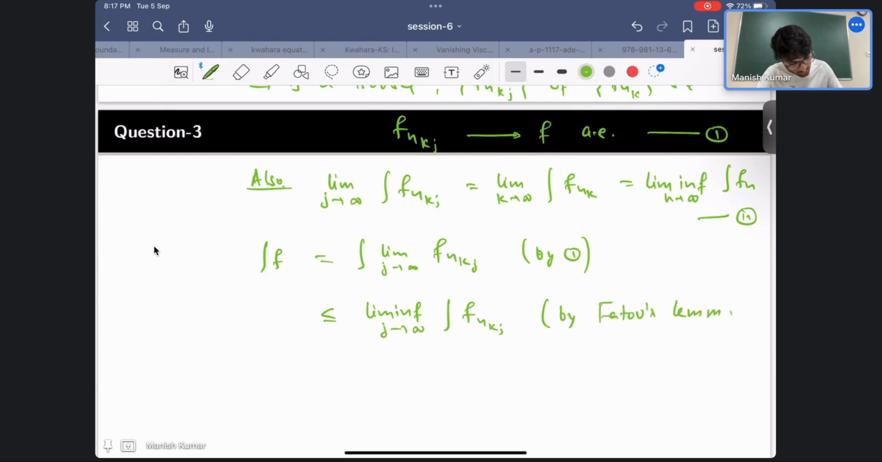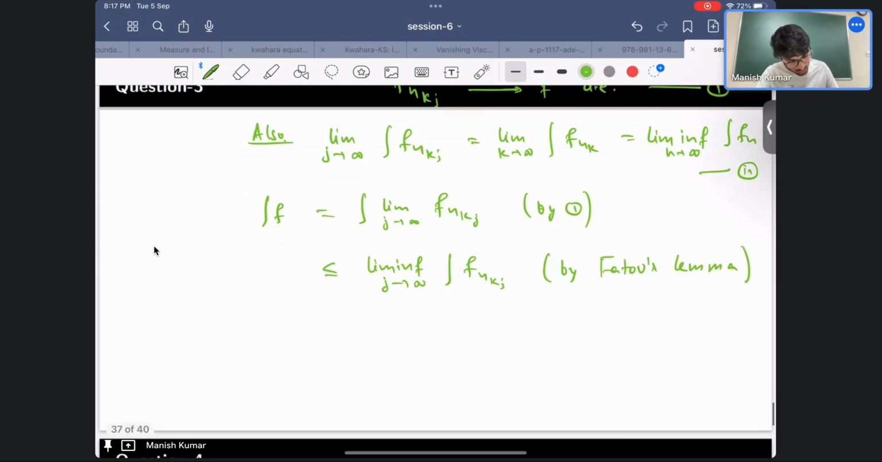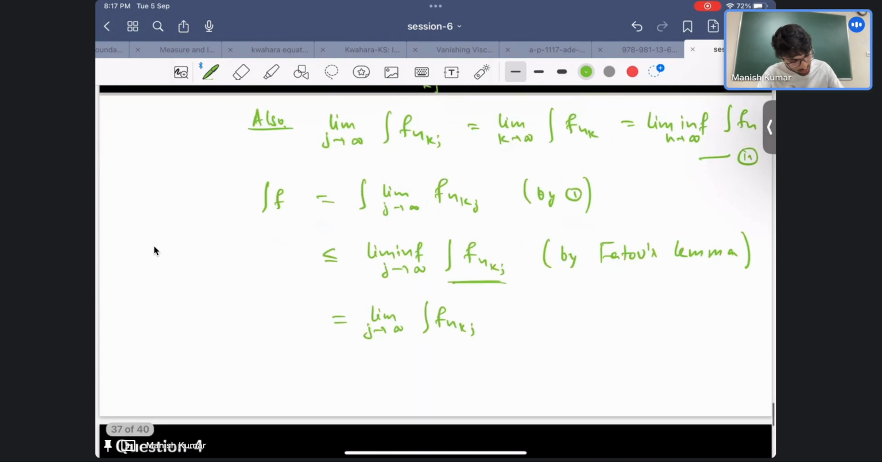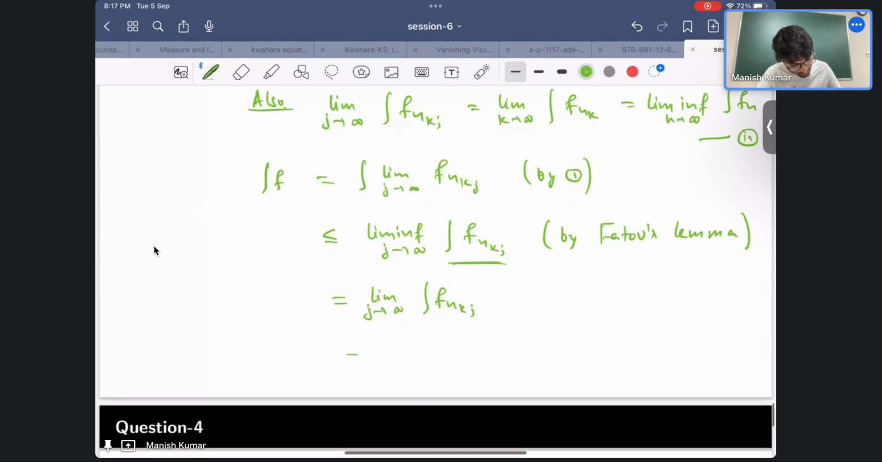Okay, now what you can do, so you also know that this limit is also convergent. So this is nothing but the limit as j goes to infinity of this f_{n_kj}, and by 2 you know that this is nothing but lim inf of, by 1. Okay, and hence you are done.